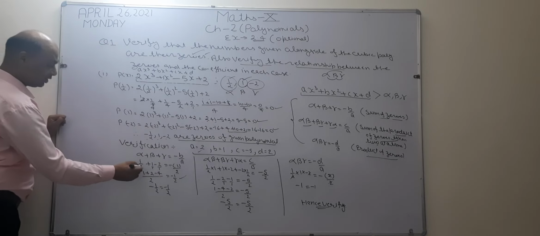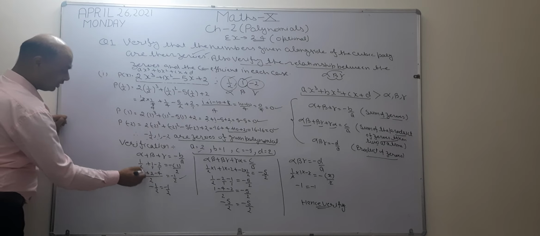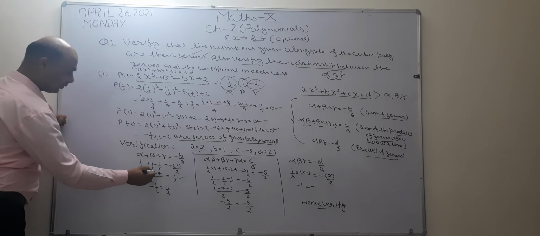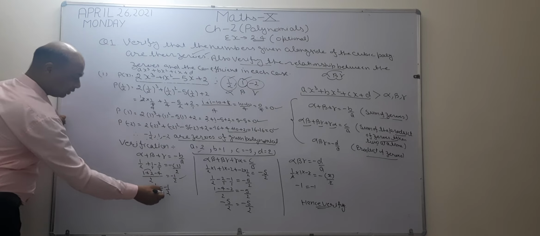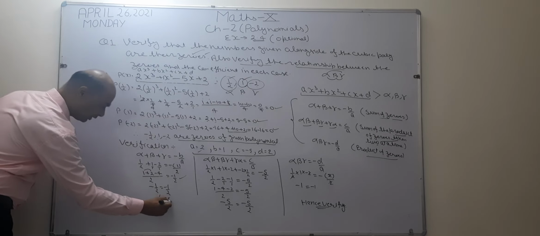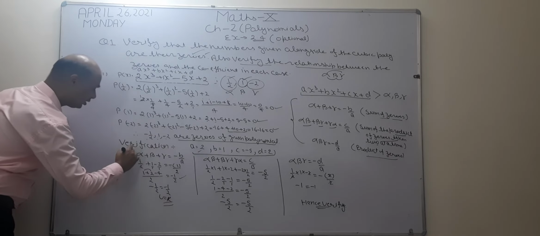Now what is the LCM of 2, 1 and 2? 2 is the LCM, 2 is cancelled with 2. What is left? 1. Here 1 is written, it means 2 1s are 2 and 2 2s are 4. Now see here, 2 plus 1 is 3, 3 minus 4 is minus 1. So left hand side equals right hand side. It means the sum is verified.